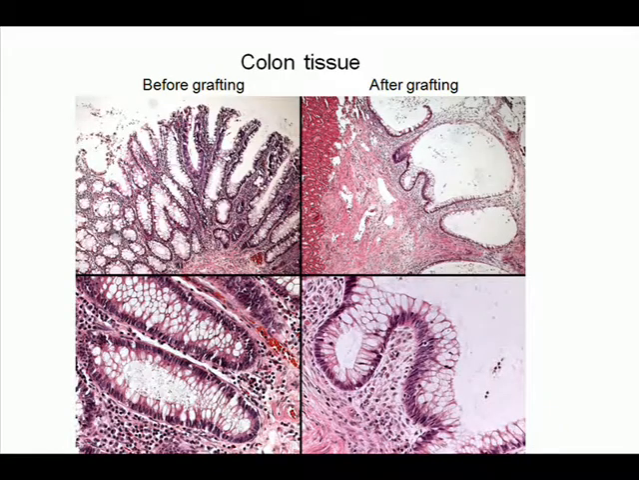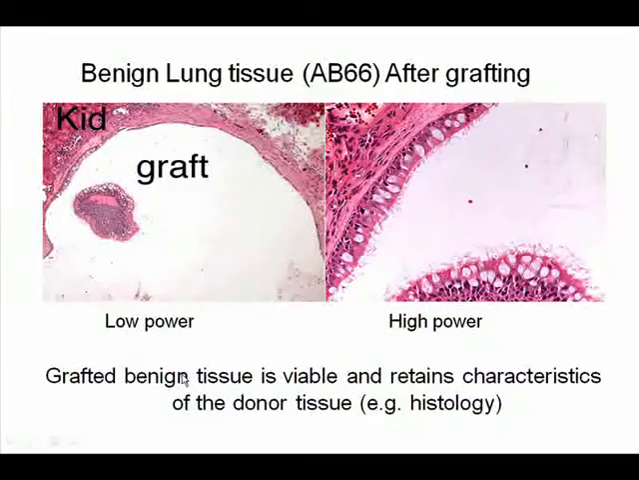And this is an example that comes from a colon tissue. Before grafting, you see how they look. And this is a graft adjacent to the renal kidney. And then you just look at high magnification. You see how similar they are. And this is a piece of normal lung tissue. This is the kidney. And then this, look at the high magnification from this corner.